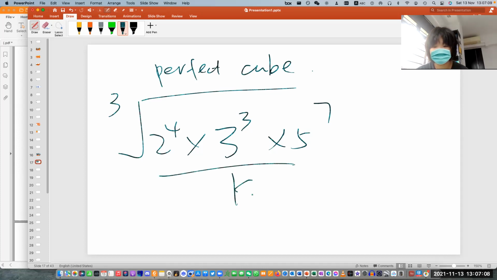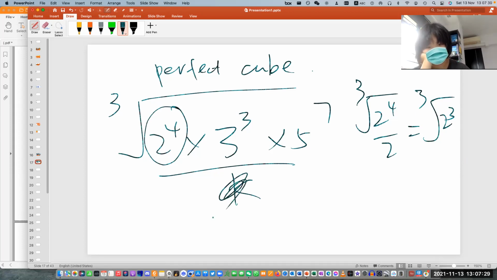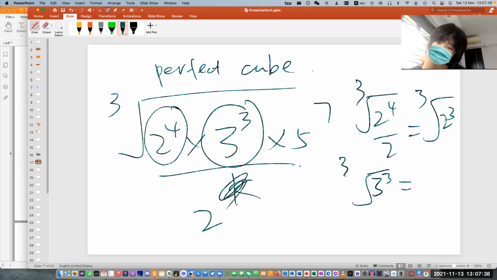So in order to be cube rooted, can I ask you, 2 to the power 4, can it be cube rooted? I don't think so, because you have 3 here, you have 4 here. So you cannot. You need to get rid of a 2, so that means your k definitely contains a 2. Can this one be cube rooted? Yes. So do you need to do anything to this? No. You don't need to do anything to this term.